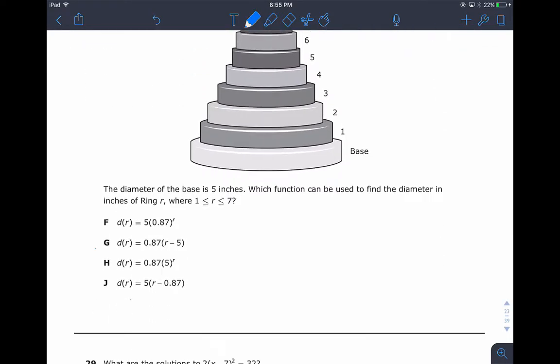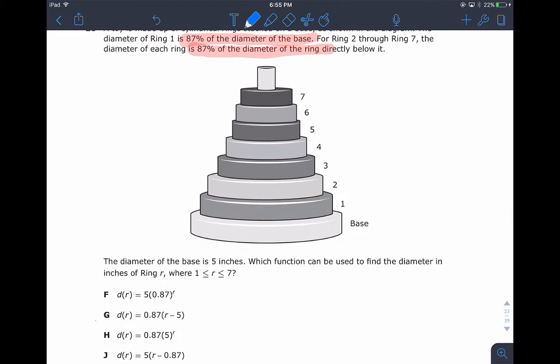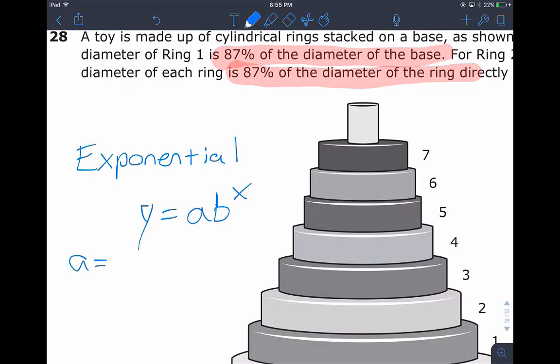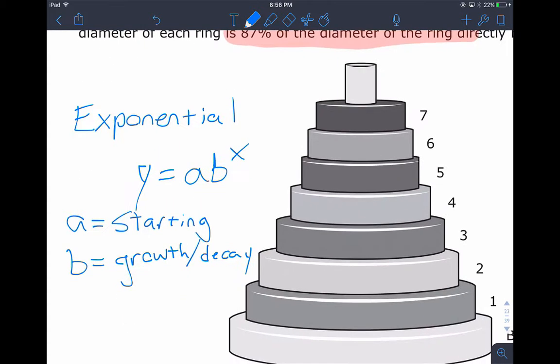Okay, so we got to figure out which of these functions here can help us. When that's happening, when we're multiplying by 87% multiple times, this is an exponential function. When we got exponential functions, that means you have something that looks like this: y equals a times b raised to x. A is where you start, so it's like your starting amount. B is either your growth or decay factor. So that's what you're basically multiplying by multiple times.